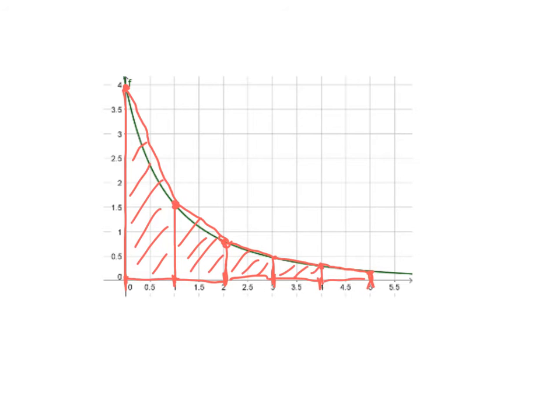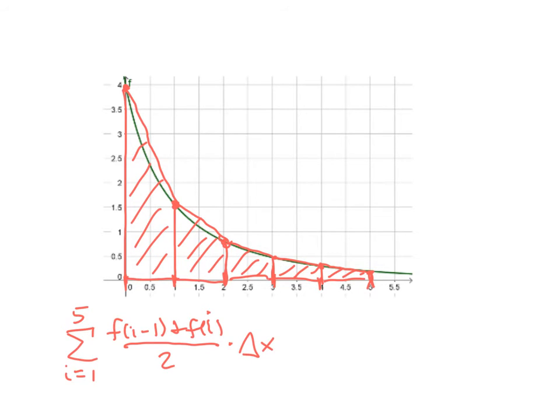By the way, if I wanted to write this as a summation, I think the summation would be the sum from I equals 1 to 5. I'm still adding up 5 things. But this time, what's the area of a trapezoid? It's the average of the lengths of the bases. So in this case, that's f of I minus 1 plus f of I over 2 times delta x. And I'm not going to mess with it beyond that.